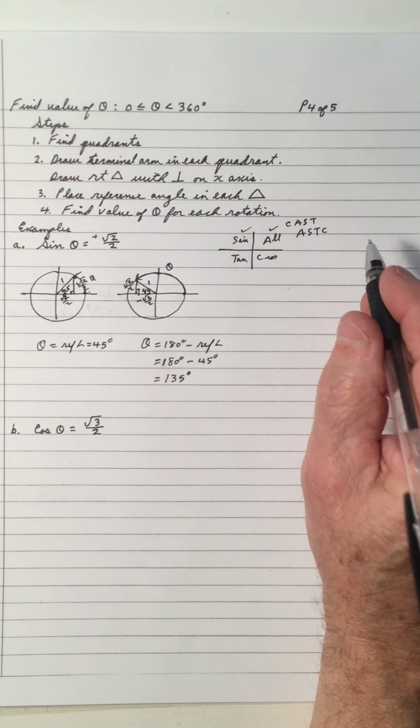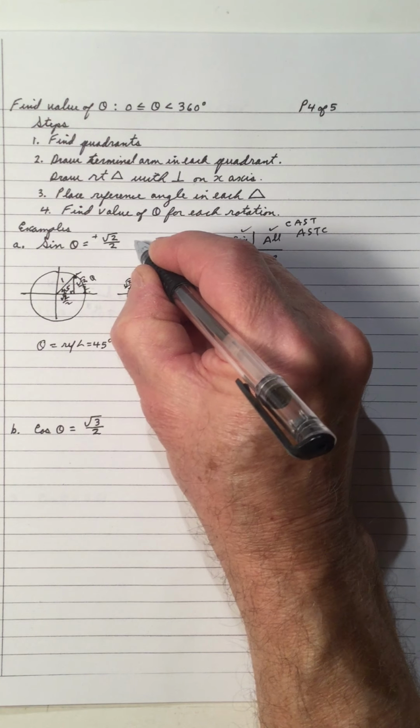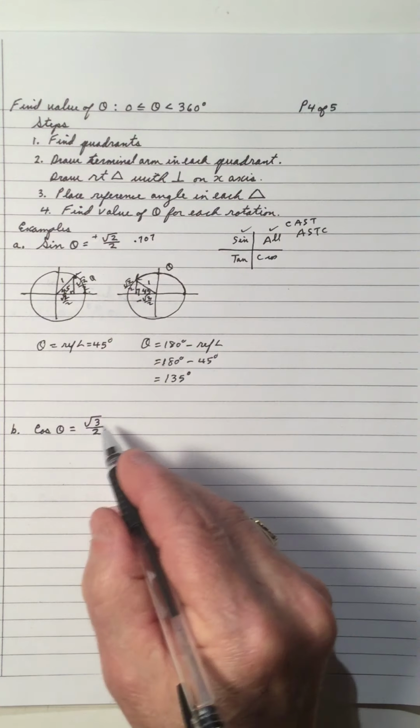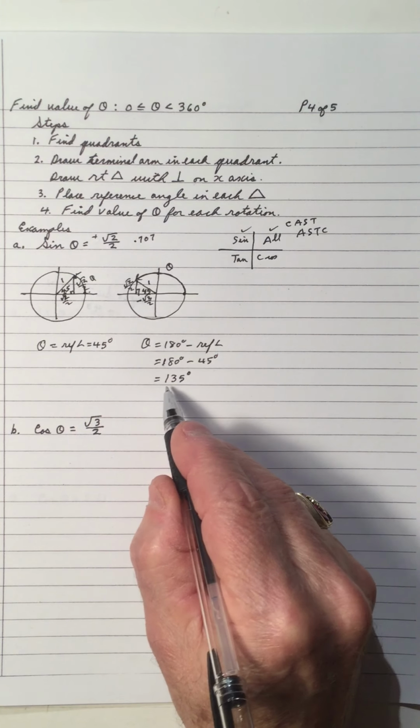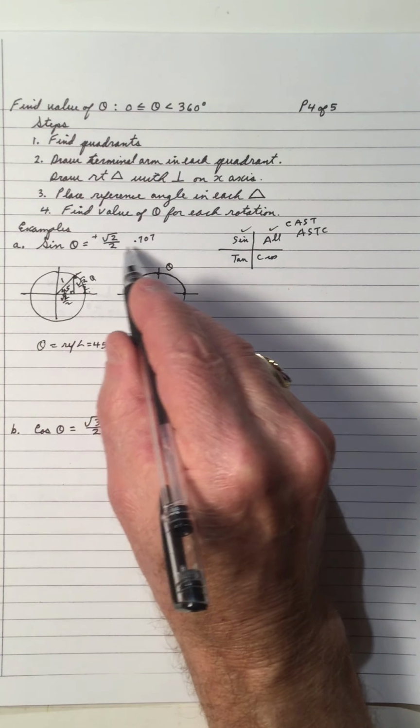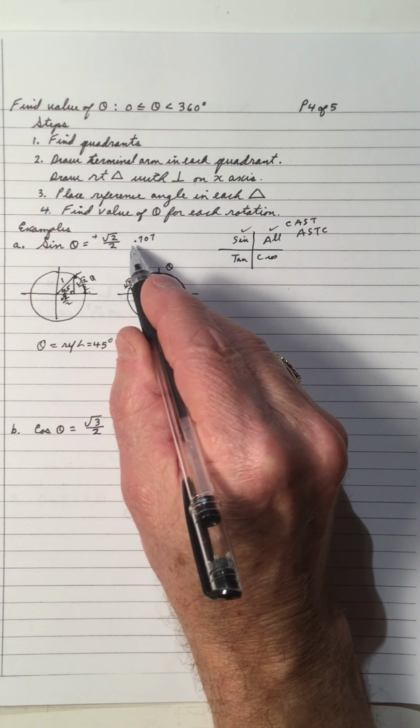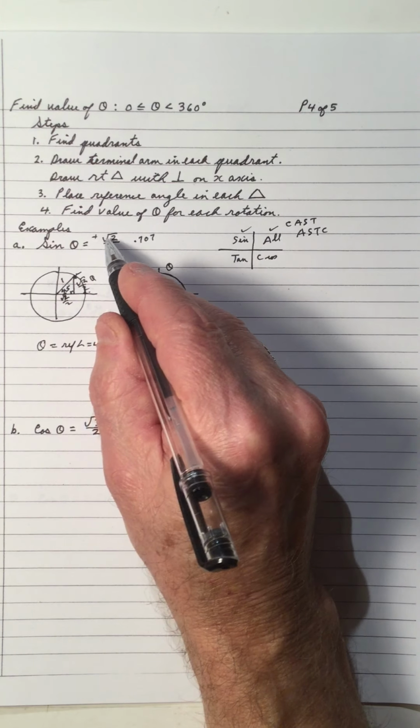And again, if you take your calculator, root 2 over 2 is 0.707. So if you hit sine of 45, you get 0.707. If you hit the sine of 135 on a calculator, you get 0.707. Remember, the decimal 0.707 is equivalent to root 2 over 2.